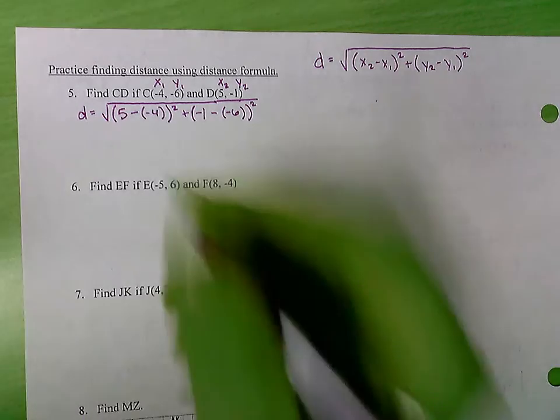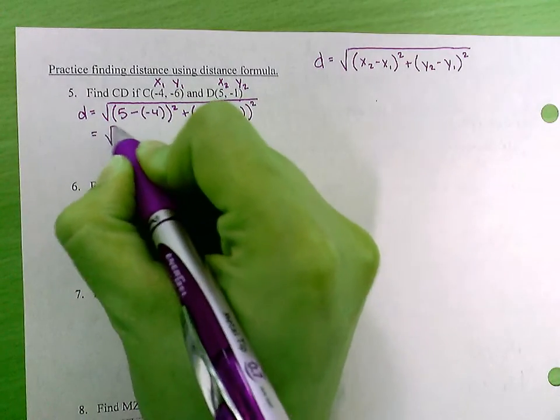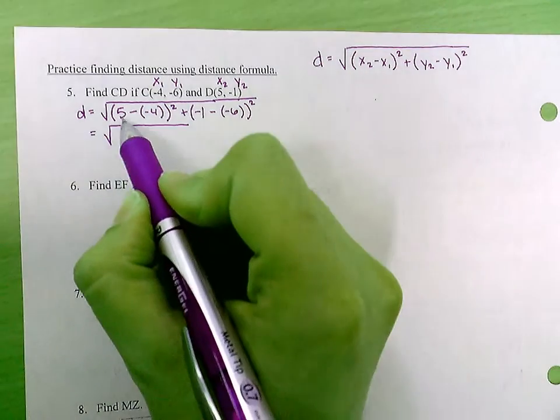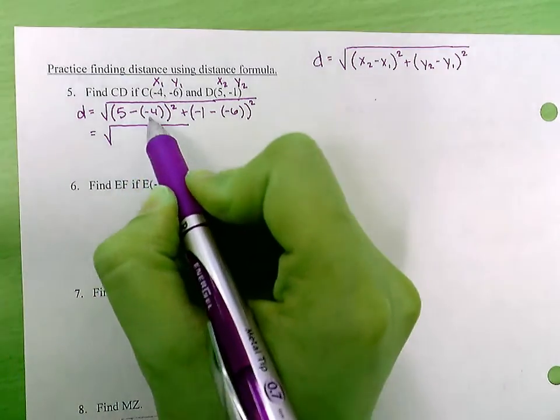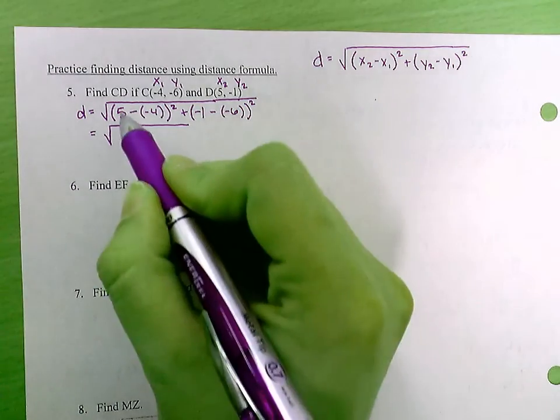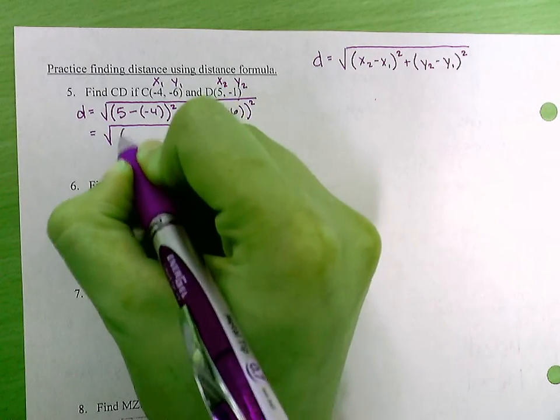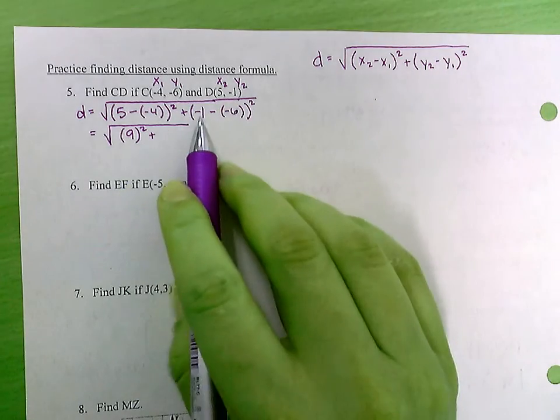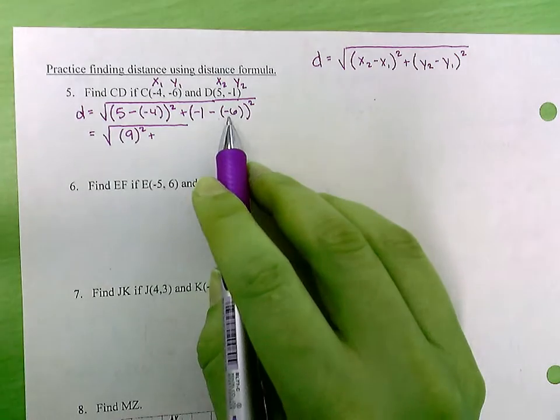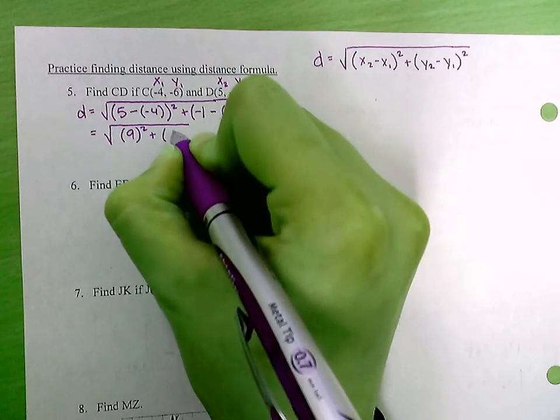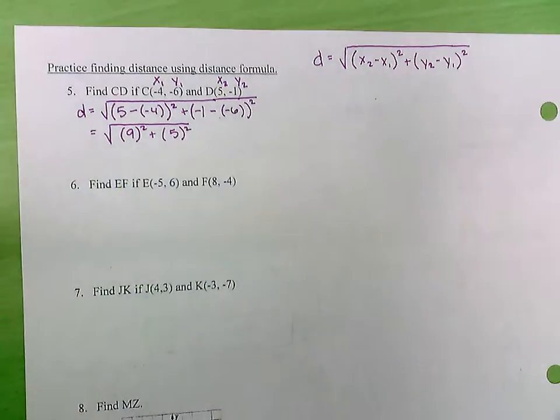All right, so from here I want to simplify. Okay, so I still have my square root symbol. That doesn't go away. I have 5 minus -4. So that's like saying plus a positive, right? So I have 5 plus 4. That'll give me 9, and that's still squared. Then plus, I have -1 minus a -6. Okay, again, plus a positive. So that will give me 5 squared.